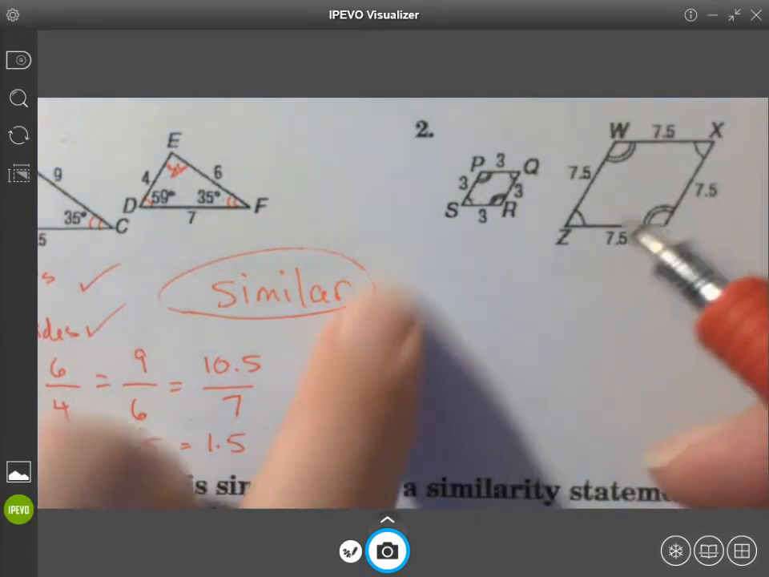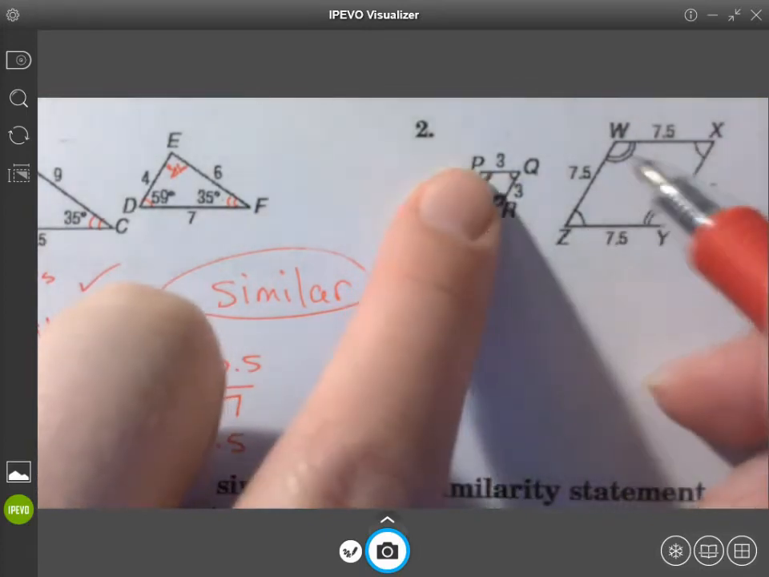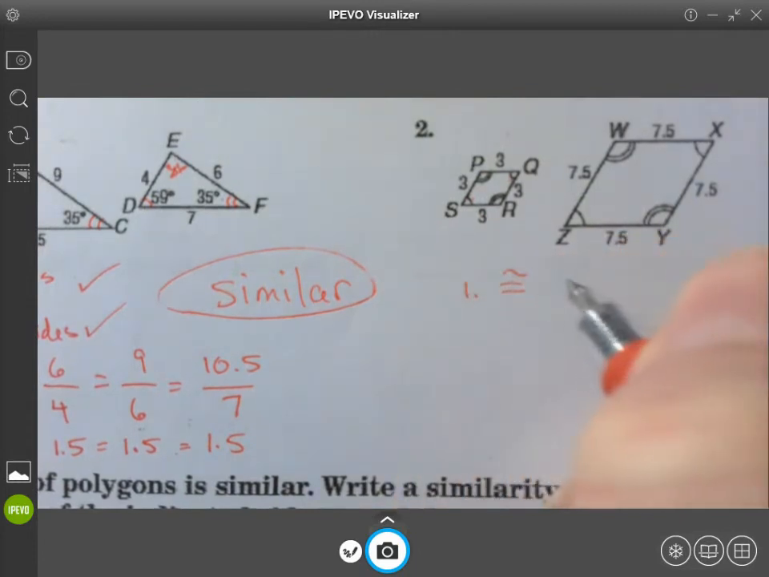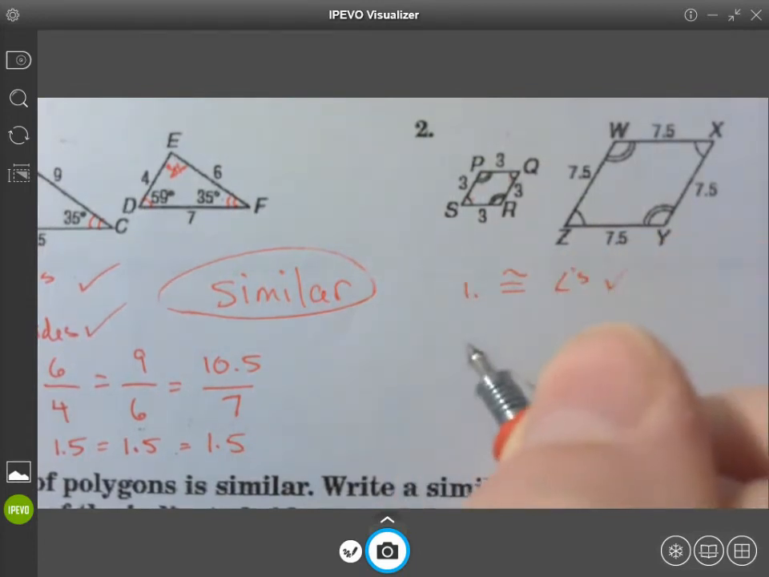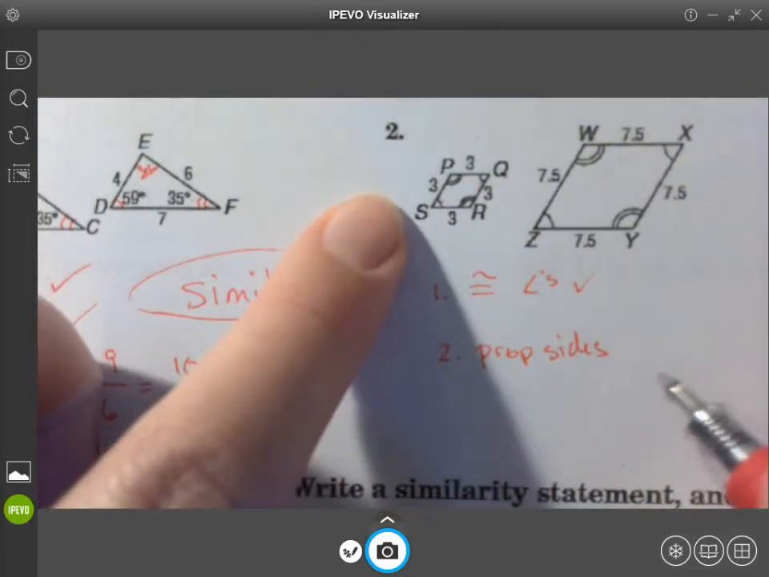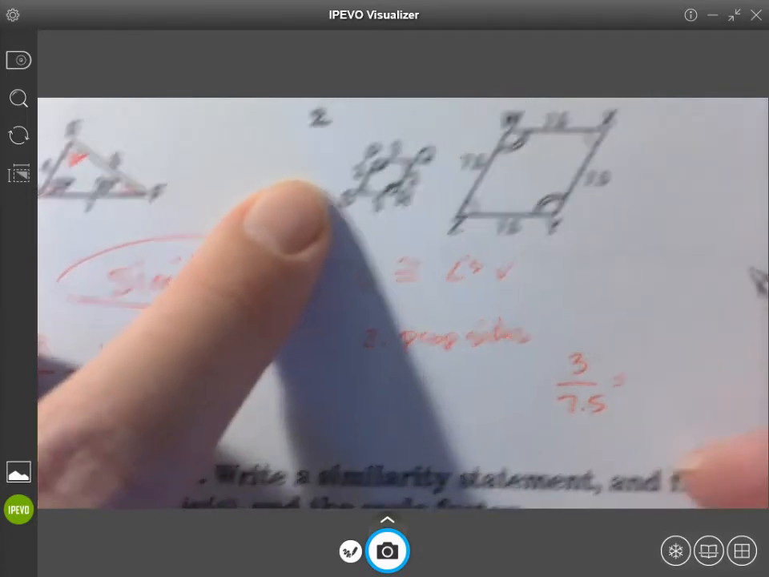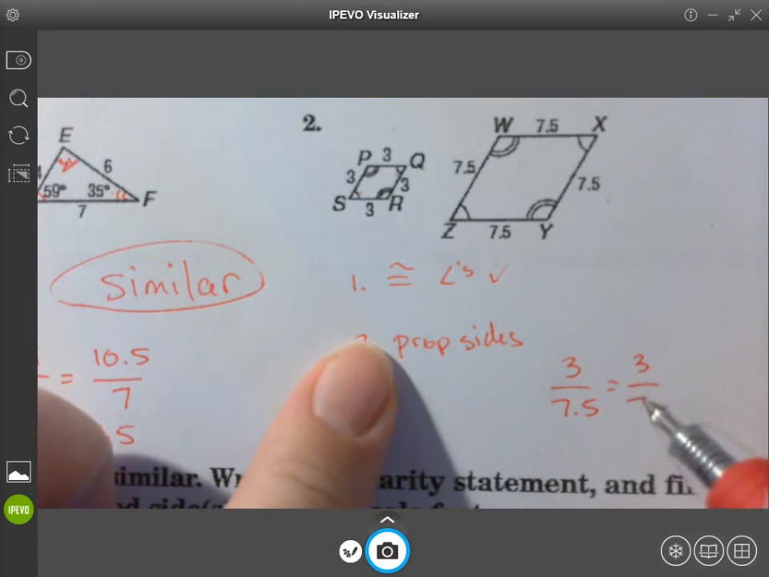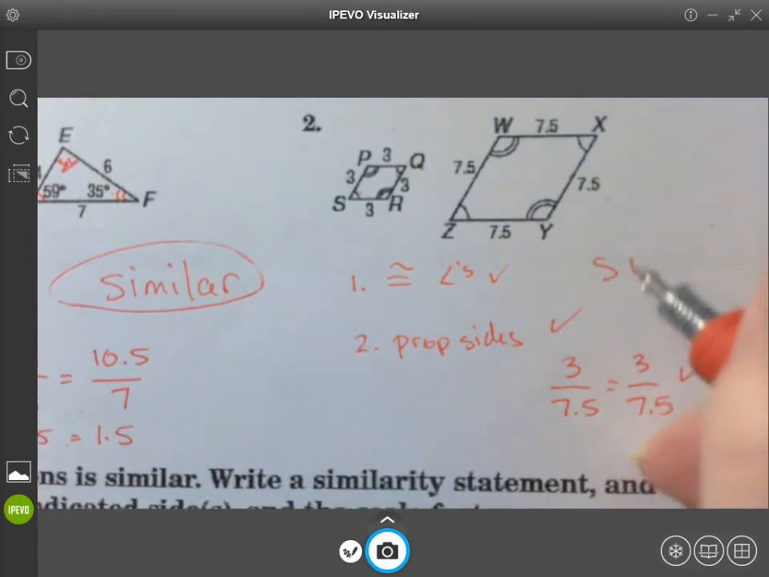Okay, so we've already checked that the angles match up and the angles are congruent. So step 1, congruent angles, done. Step 2, proportional sides. Guys, yeah, absolutely, because all the sides are the same. Every side is 3 over 7.5 the whole way around it. So just double check that everything's the same. 3 over 7.5, that is all going to be the same, so these are similar.